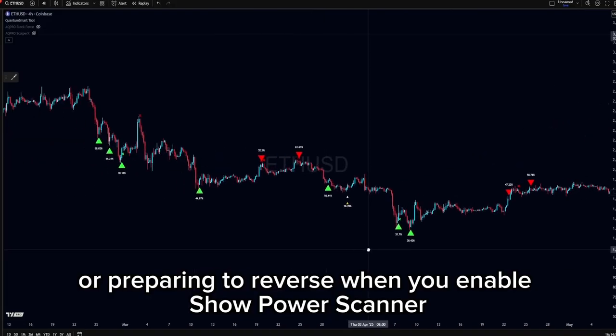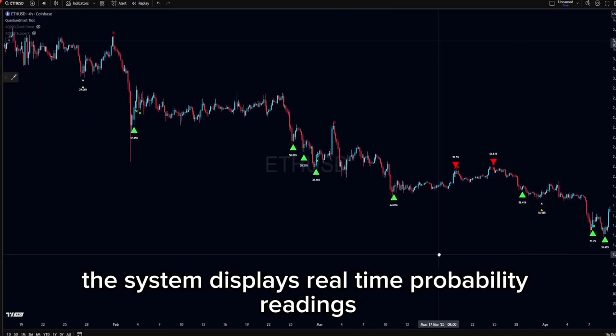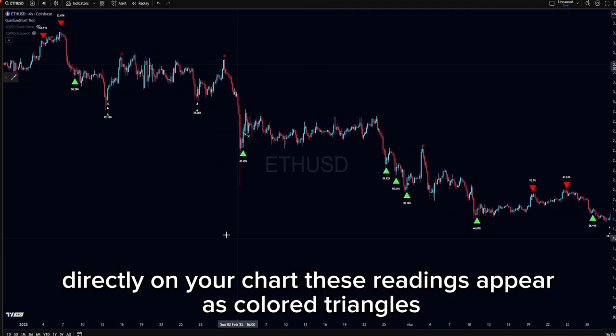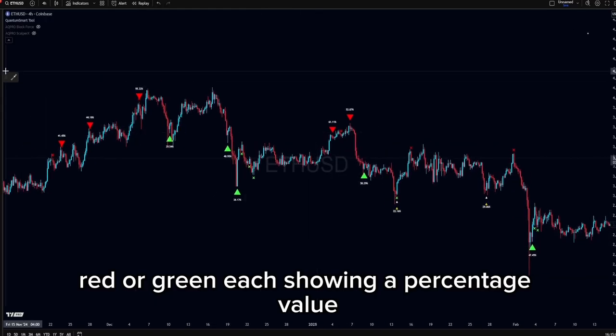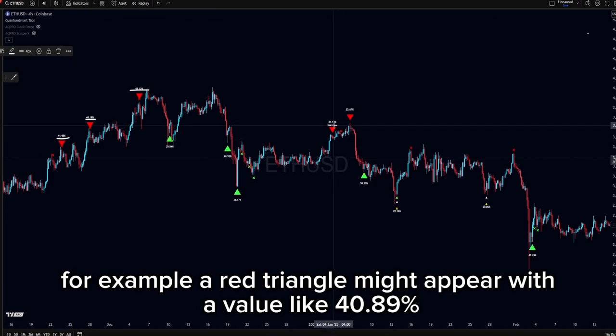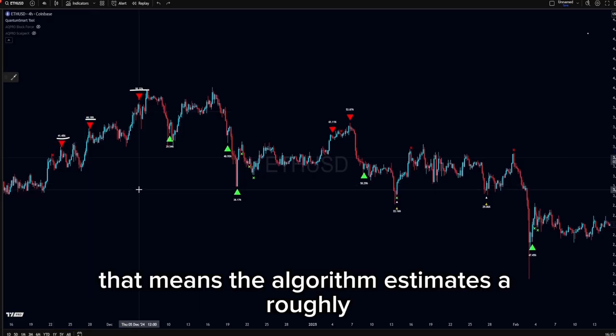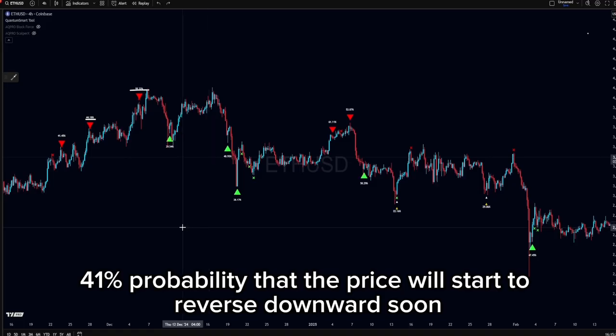When you enable Show Power Scanner, the system displays real-time probability readings directly on your chart. These readings appear as colored triangles, red or green, each showing a percentage value that represents the AI's calculated likelihood of a trend reversal. For example, a red triangle might appear with a value like 40.89%. That means the algorithm estimates a roughly 41% probability that the price will start to reverse downward soon.